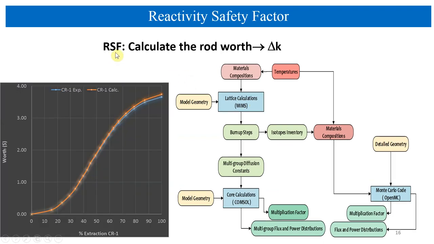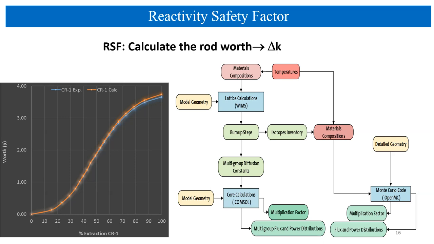But to calculate the reactivity safety factor, what is the reactivity safety factor? Its definition is very simple: it is the total worth of all the rods divided by the excess reactivity. In other terms, the total worth of the rods is much greater than the excess reactivity, which I'm going to compensate over the whole cycle. So the total worth of the rods should be greater than the excess reactivity. That's why the reactivity safety factor is a very important factor, and I can calculate it by dividing the total worth of the rods by the excess reactivity. Sometimes it should be greater than 1.5, or according to your type of reactor, this number could change.